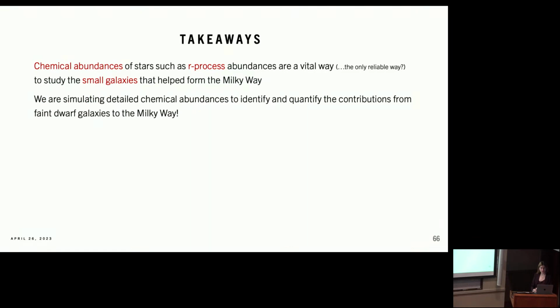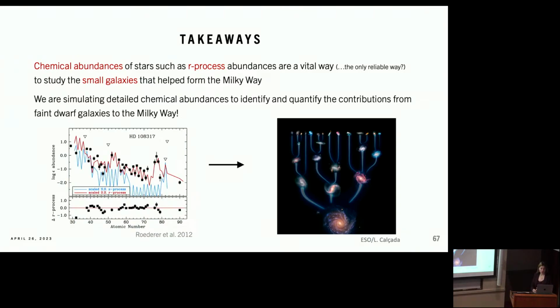And currently, to help address this and help interpret all the data that we will be getting, my group has been simulating detailed chemical abundances to identify and quantify the contributions from the really faint dwarf galaxies to the Milky Way. So we want to be able to measure chemical abundances in general, and start creating the low mass end of this merger tree, such as this one here. So, thank you. I would love to take any questions.